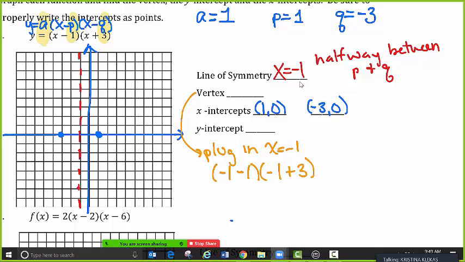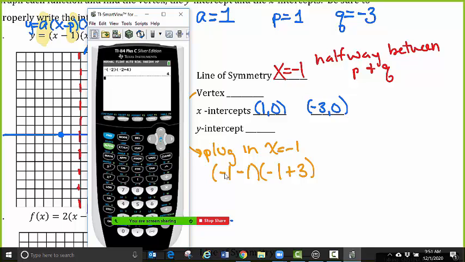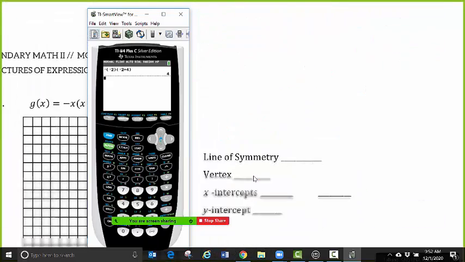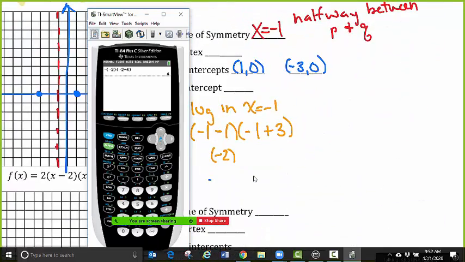Okay, and you can put that directly into your calculator. You could just do this in your head. -1 minus -1 is -2. -1 plus 3 is 2, and -2 times 2 is -4.